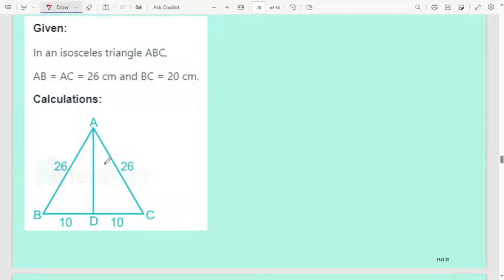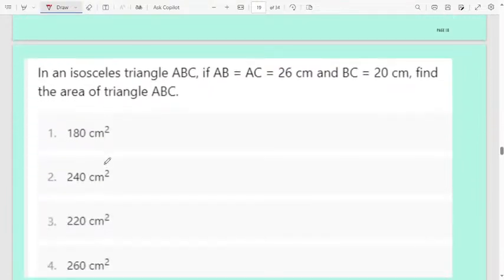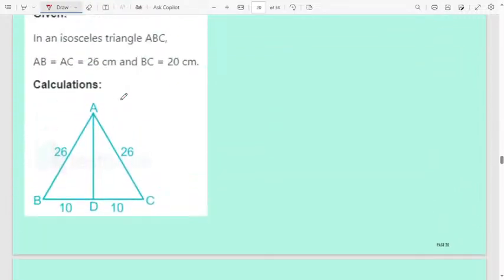Then you have to draw the line AD. AB, AC values are given, BC is given. Find the area of the triangle. See, they are mentioned here. Isosceles triangle, consider this is AD. If you draw a line, consider it as a median, then it will cut BC into equal parts. Total BC value is 20 centimeter. Then this median, this angle will be 90 degrees.